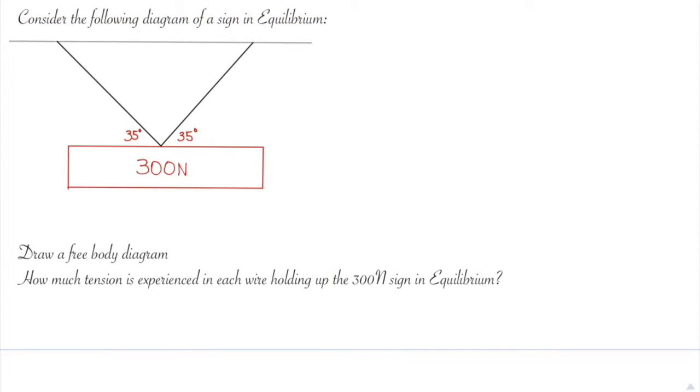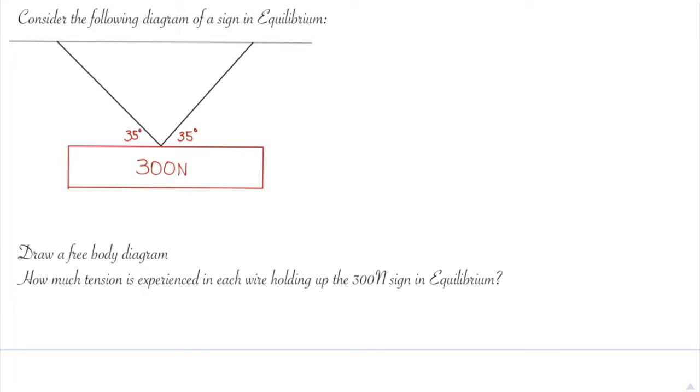So for the second problem, we're going to do a little bit more of a complicated situation, where we've got a 300 Newton sign in equilibrium being held up by two equivalent wires. They're at the same angle, and those two wires are holding up this 300 Newton sign in equilibrium, so that it is not experiencing any acceleration in the vertical or horizontal direction, meaning that our net force is going to be equal to 0 in both directions.